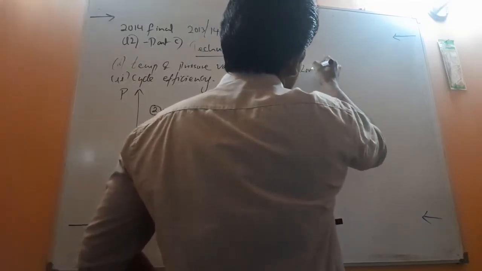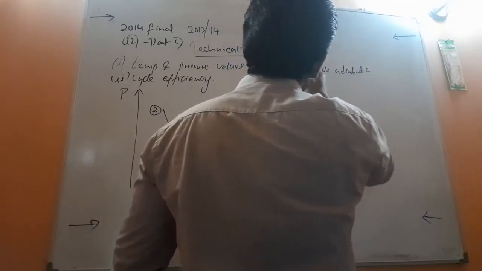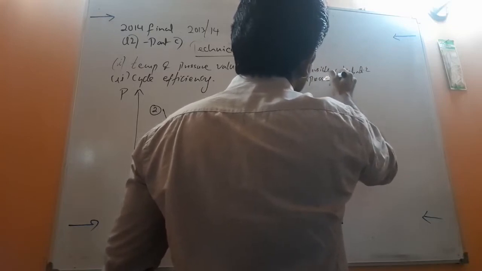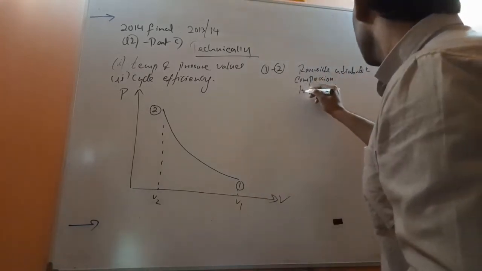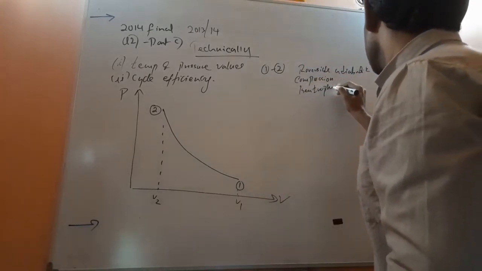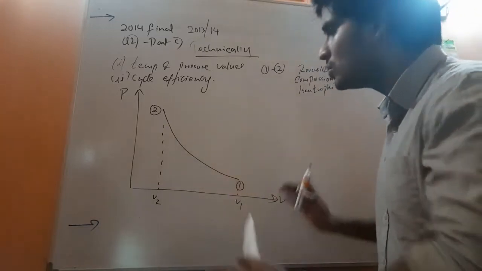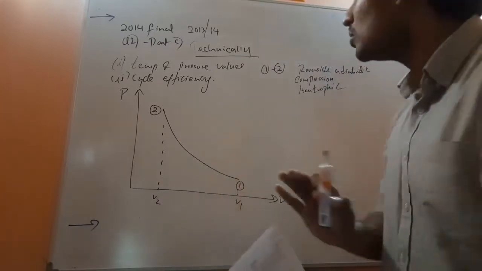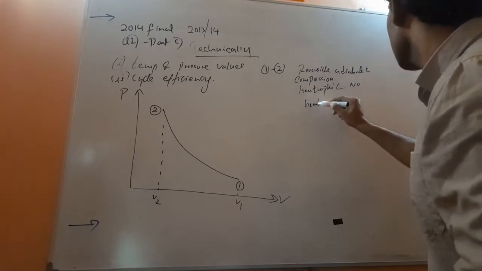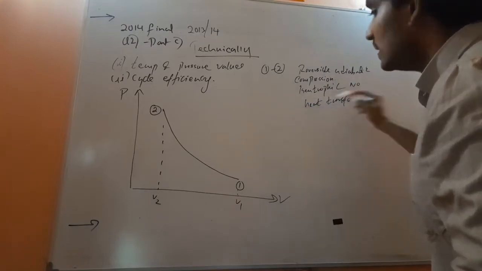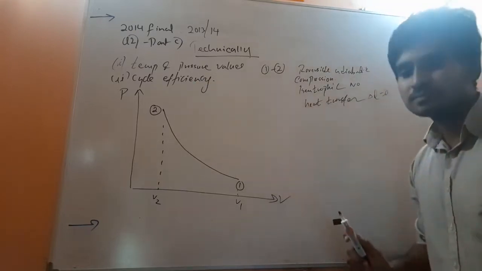Let's write here reversible adiabatic compression. In other words we say this is isentropic. In this kind of process you are just going to do the compression, but you are not going to add any sort of heat. No heat transfer in the process 1 to 2. That means delta Q equals 0.